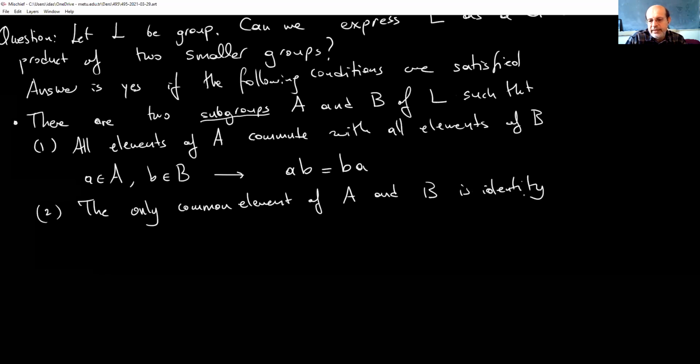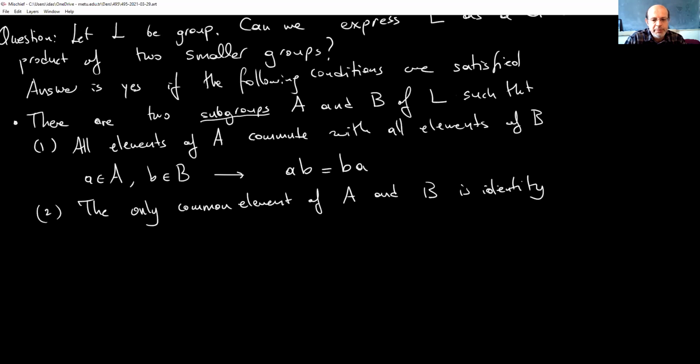We know that identity is an element of all subgroups, so as a result, the intersection of A and B cannot be empty. It has to be identity. We are saying that the intersection does not contain any other element than the identity. So as a result, these two subgroups have the minimum possible intersection. Okay.